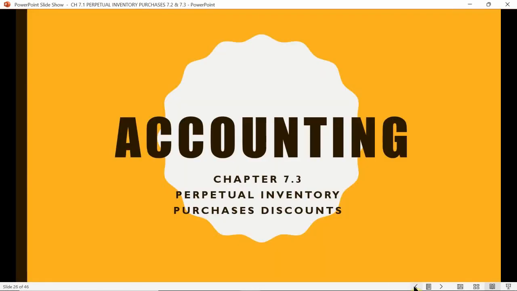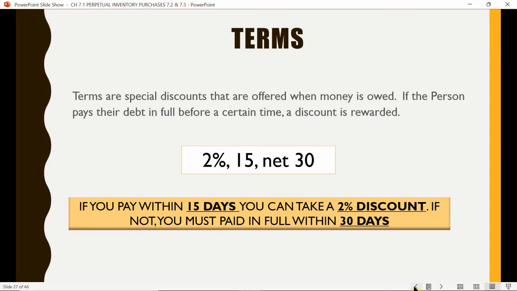No. Okay. So chapter 7.3 here, perpetual discounts. Of course, this is familiar. We've seen this before. This is terms. Terms is 2/15, net 30. How we understand this is if you pay within 15 days, you can take a 2% discount. If not, you must pay the entire amount in full in 30 days. So this is time sensitive.